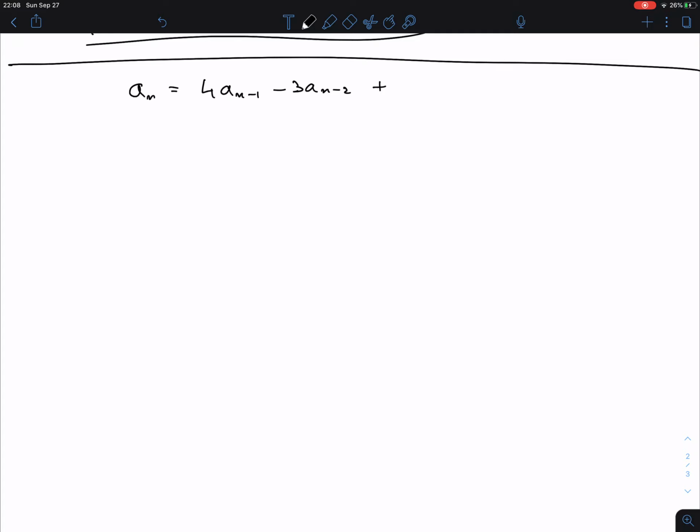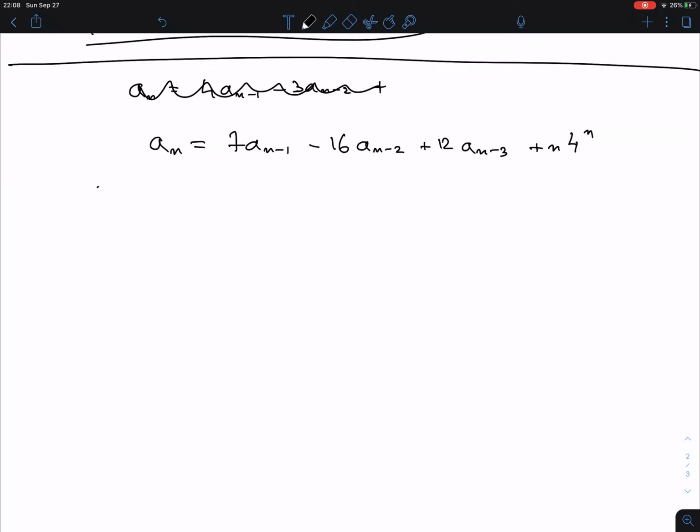Sorry, I'm writing the wrong one. I want to do 34, right? It's 34. Sorry, I was copying it wrong. That's why I got a little bit confused here. Okay, so we have an is equal to 7an minus 1 minus 16 an minus 2 plus 12 an minus 3 plus n 4 to the n.